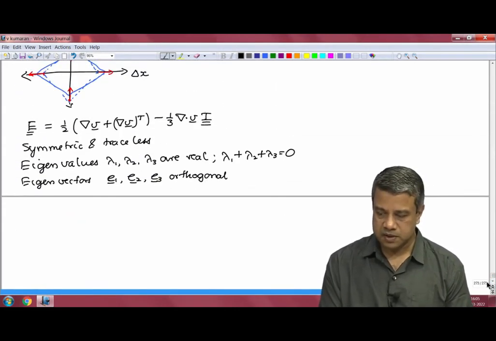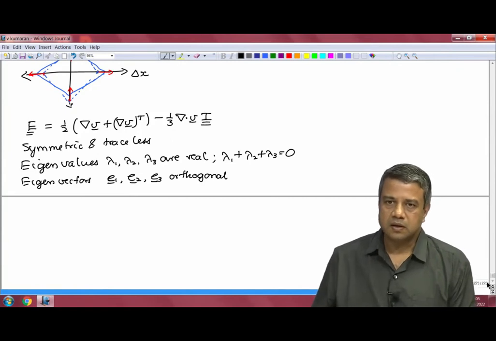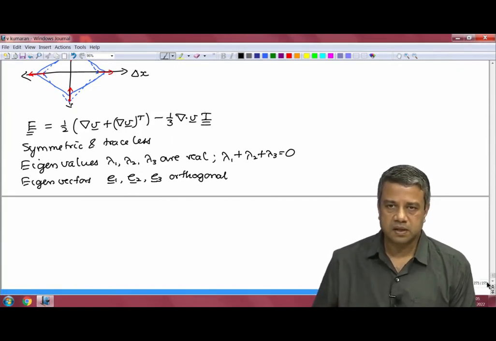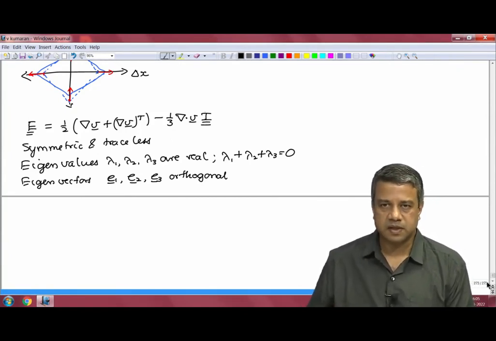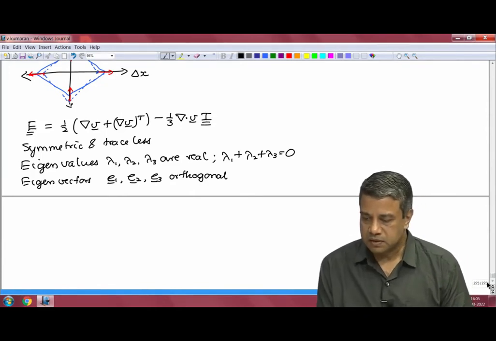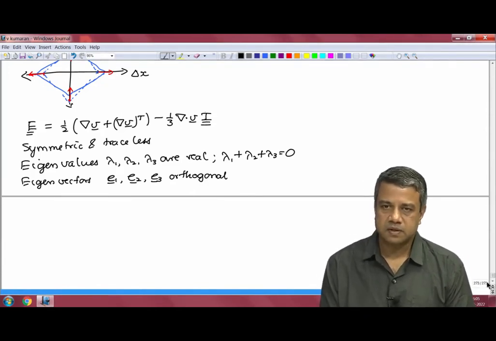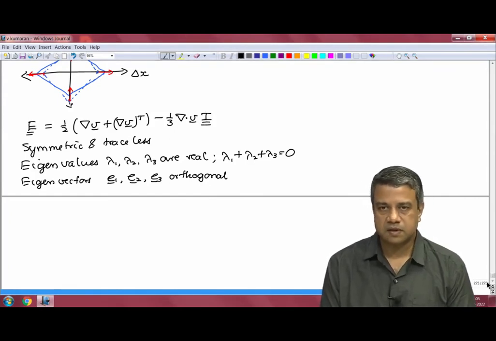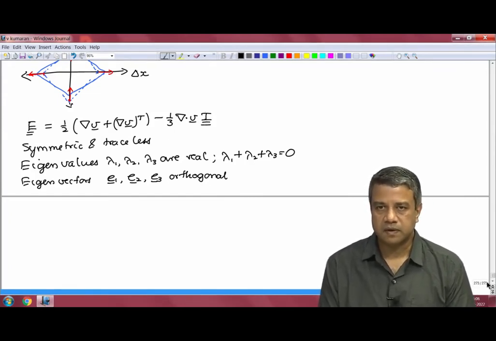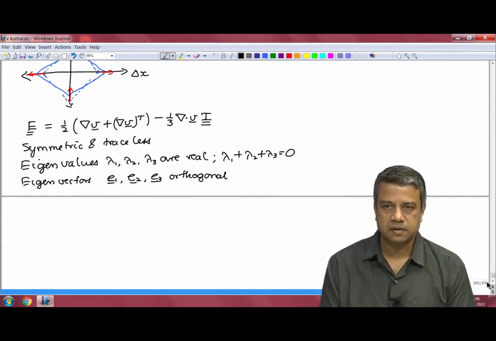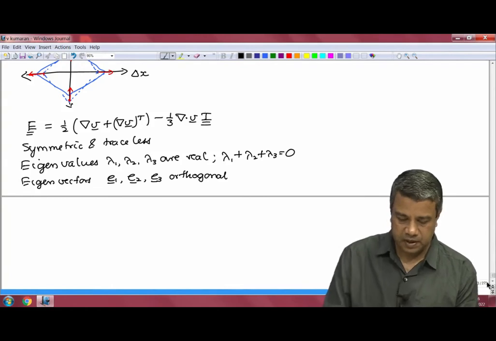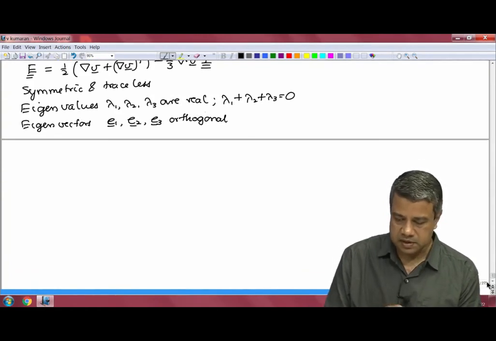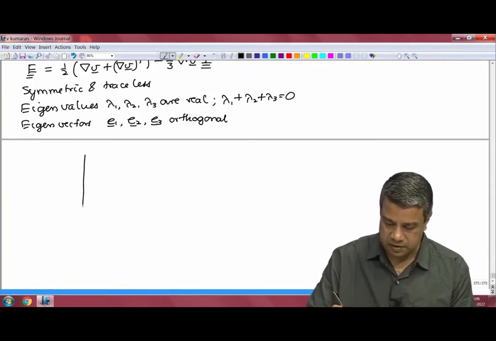So, there are two possibilities here. All three eigenvalues cannot have the same sign because the sum has to be 0. So, you could have eigenvalues out of which 2 are positive and 1 is negative, 1 is positive and 2 are negative, or 1 is positive, 1 is negative and 1 is 0. Those are the three possibilities, and in 3 dimensions these represent different kinds of deformations.